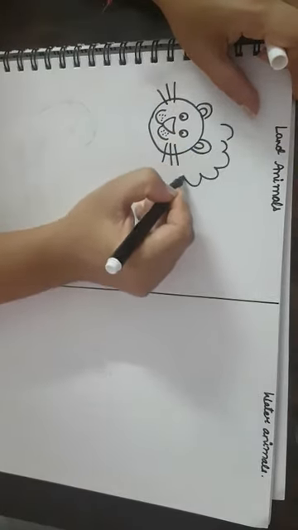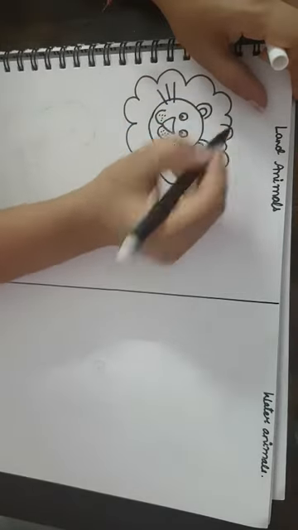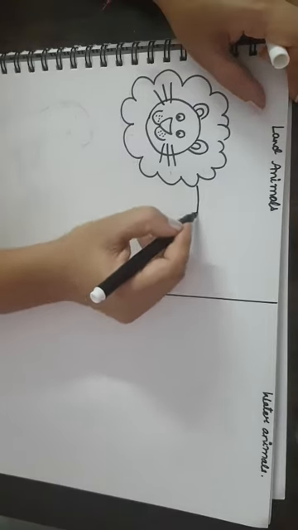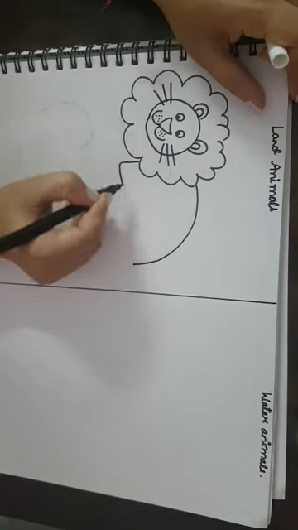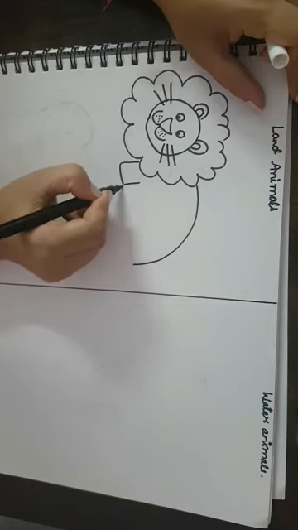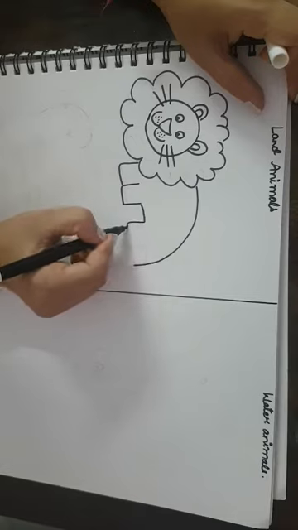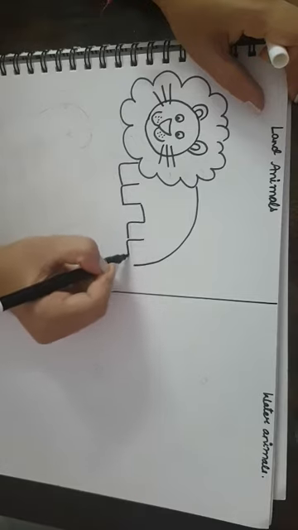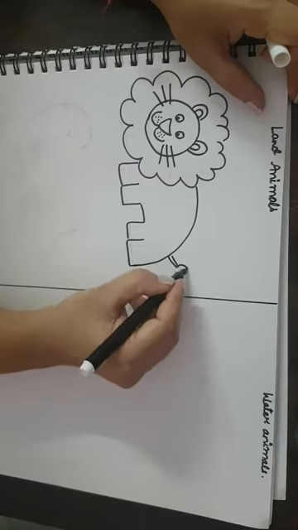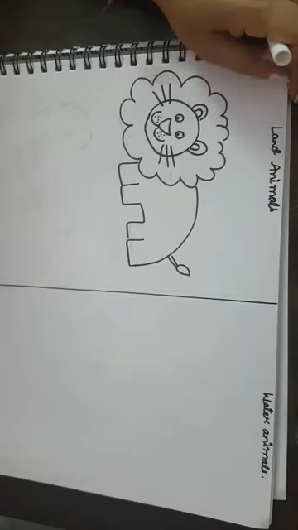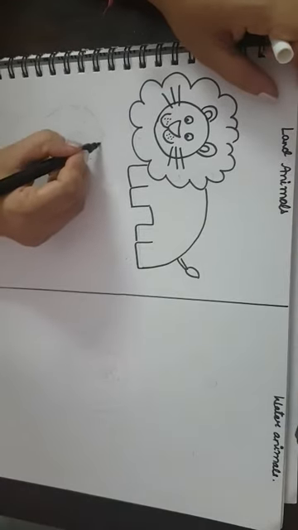Now with semicircles you will create this, and now for the body you have to make a big C. Okay, one L for legs. So for legs you have to make L, again L for legs. This is the tail. So this finishes your lion. It's very simple. Now we'll move to the elephant.